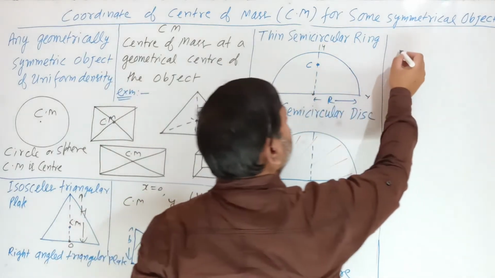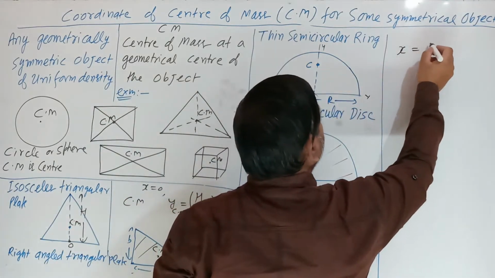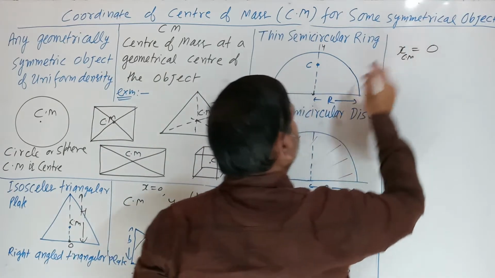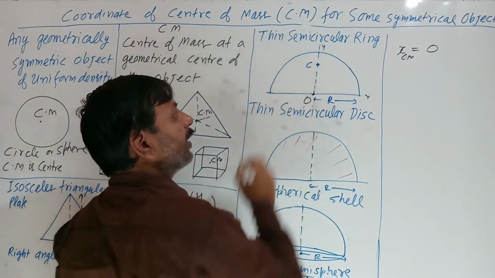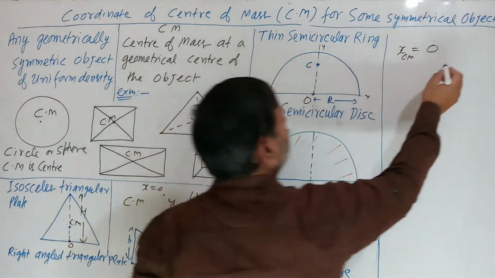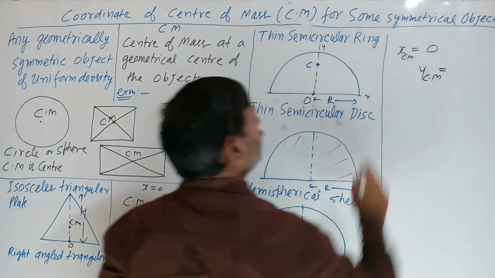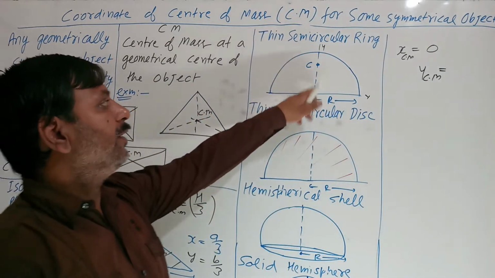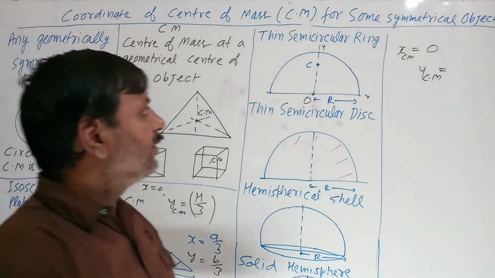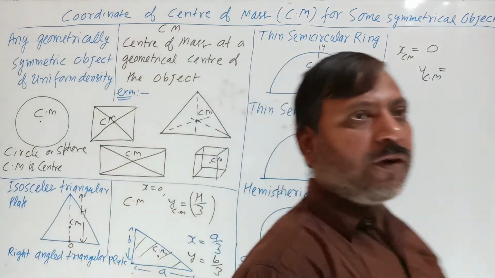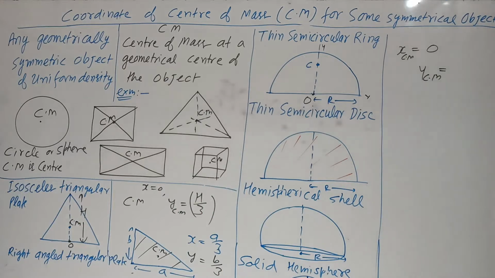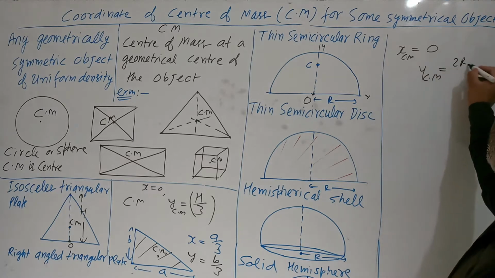So what will the x coordinate be? The x coordinate of the center of mass will be 0 because I have taken this as the origin. For the y coordinate of the center of mass, when we talk about the ring, this is equal to 2r upon pi.